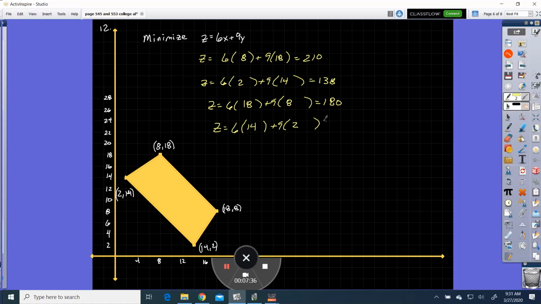102. So that is my minimum value. That's the smallest one out of all of these. So 102 is my minimum value, and it happens at 14, 2. So I would really write minimum equals 102 occurs at this point, and that would be our solution.